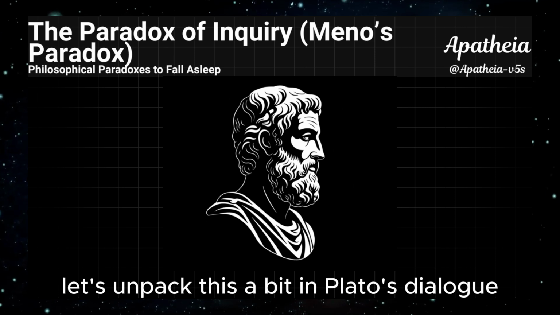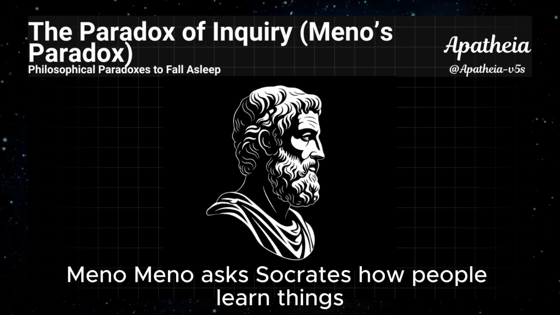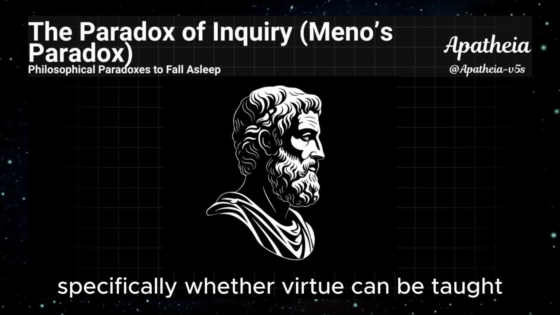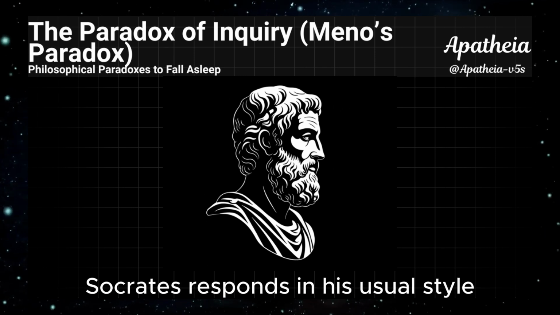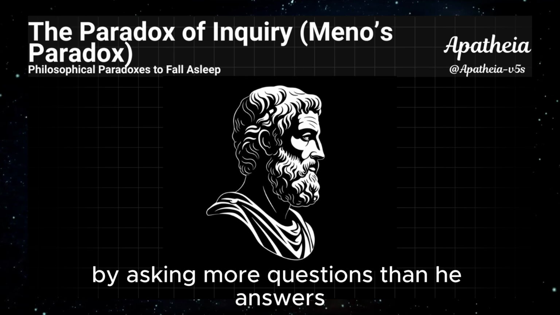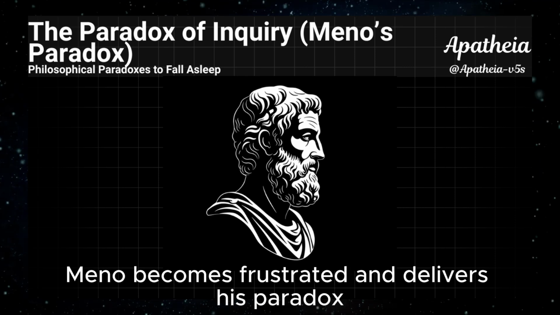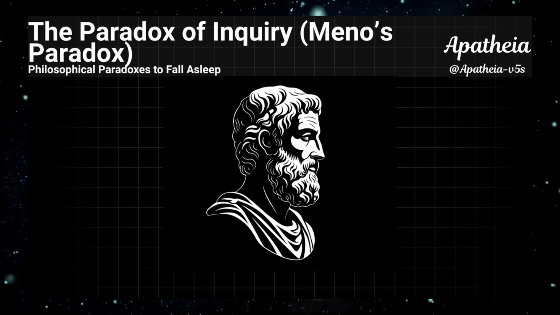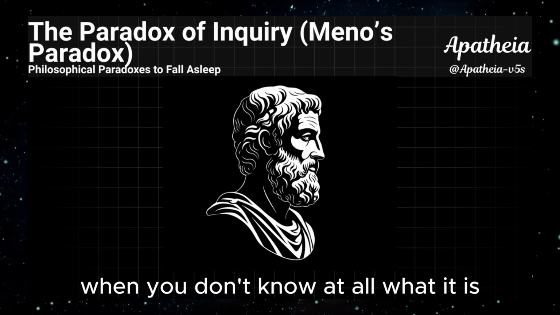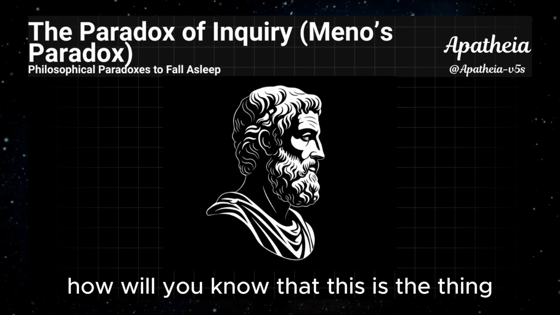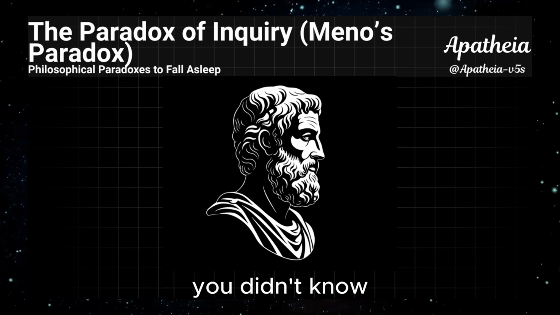In Plato's dialogue, Meno asks Socrates how people learn things, specifically whether virtue can be taught. Socrates responds in his usual style by asking more questions than he answers. Eventually, Meno becomes frustrated and delivers his paradox. How will you look for something when you don't know at all what it is? If you should meet with it, how will you know that this is the thing you didn't know?